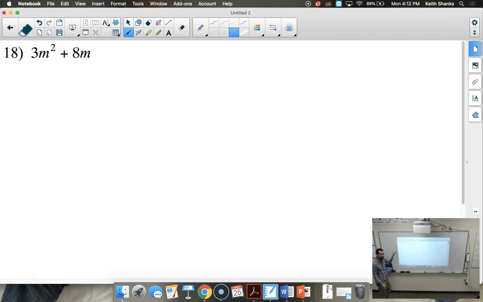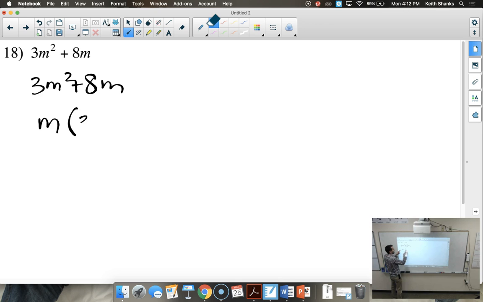Okay? 18 is a little different. I wanted to show you something like this because notice this one, there isn't any C value. It's just A and B. So on these, you're really asking, can I factor anything out first? What do these both have? They both have an M. And I'm left with 3M plus 8. These are my two factors.